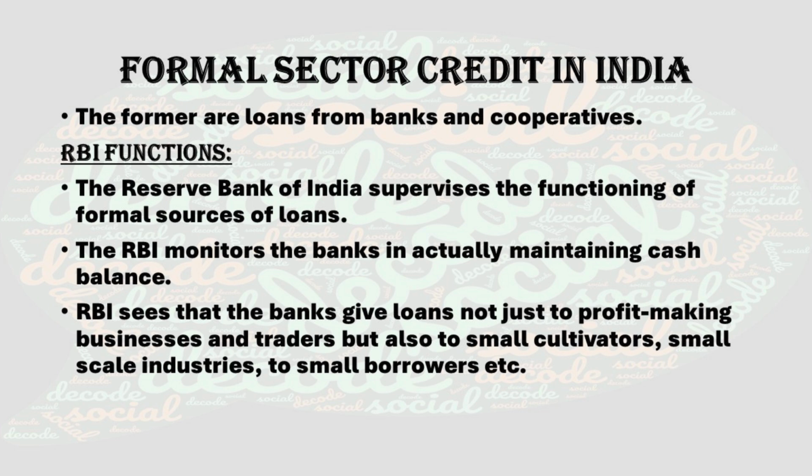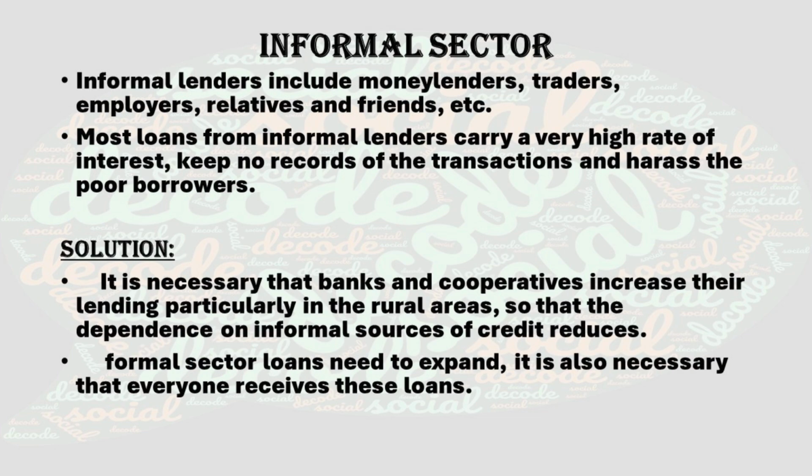In banks and cooperatives, the interest rate is fixed and it is low. If you see money lenders, it used to be very high. And collateral is usually required by banks and cooperatives, but for money lenders, it won't be. They may or may not require it.